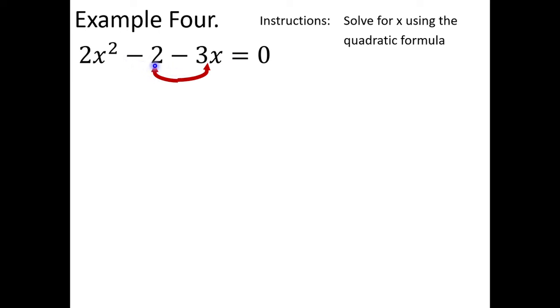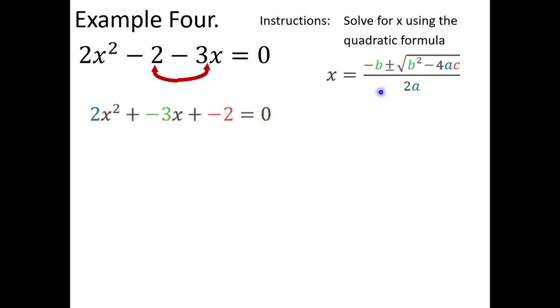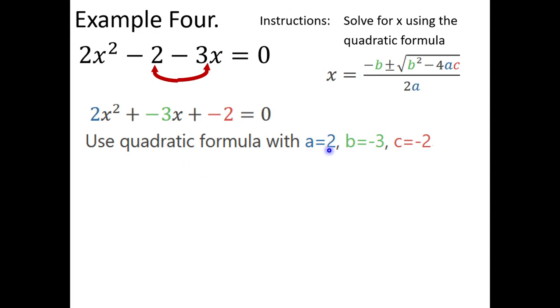This is a negative 2. You see the negative in front of it. This is a negative 2, and that's a negative 3x. So we'll just swap them around. So the negative 3x is in the middle, and the negative 2 comes on the end. Okay, now we can identify our a, b, and c, because everything's in the right order. There's a 0 on this side of the equal sign, and a is the coefficient of the x squared. b is the coefficient of the x. And c is our constant term. And we're going to plug it into this quadratic formula. So a is 2, b is negative 3, and c is negative 2.